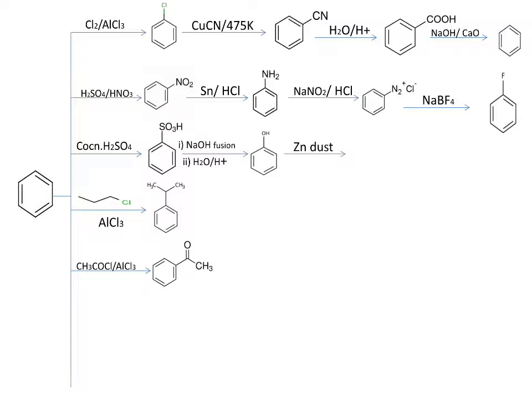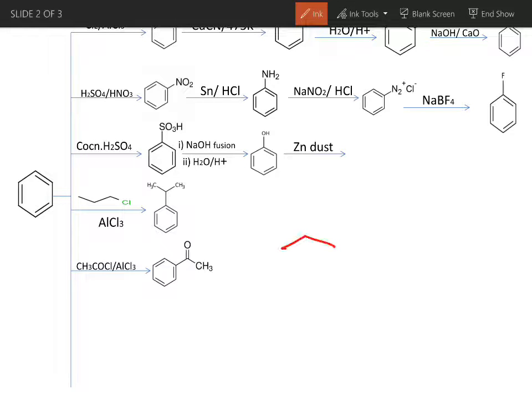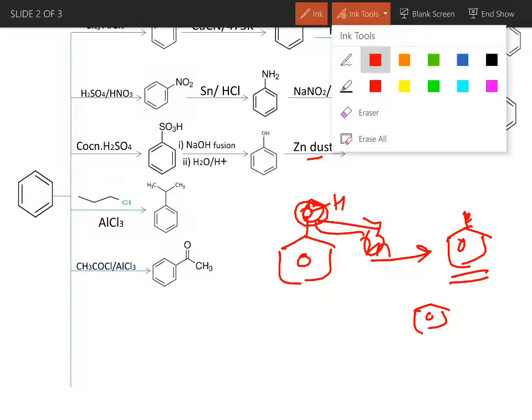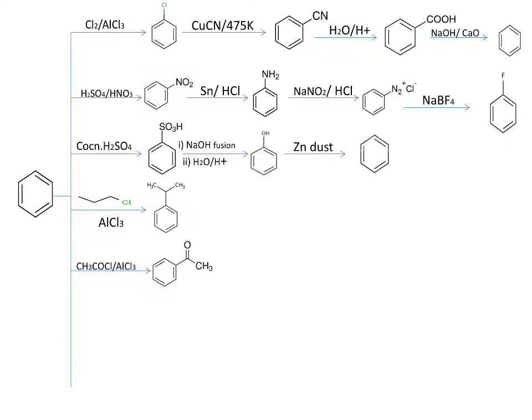This phenol is further reacted with zinc dust. Now when phenol is treated with zinc dust, zinc dust will abstract this oxygen. It abstracts this oxygen and reduces phenol into benzene. We'll have only the benzene ring. So the work of zinc dust is that it abstracts the oxygen of this phenol and gives pure benzene. So when phenol is treated with zinc dust, it will give benzene.